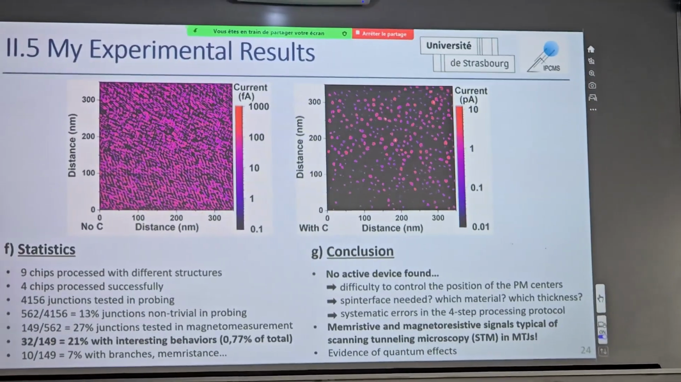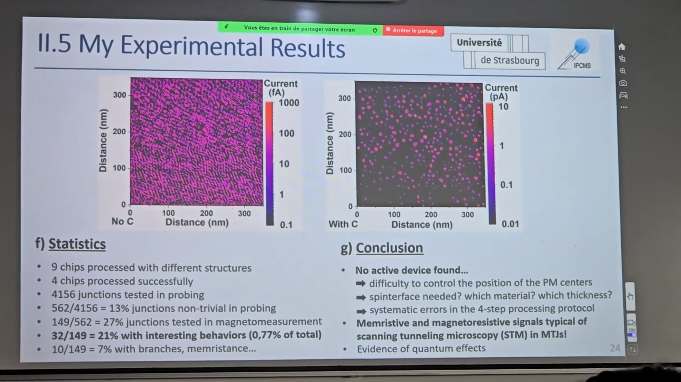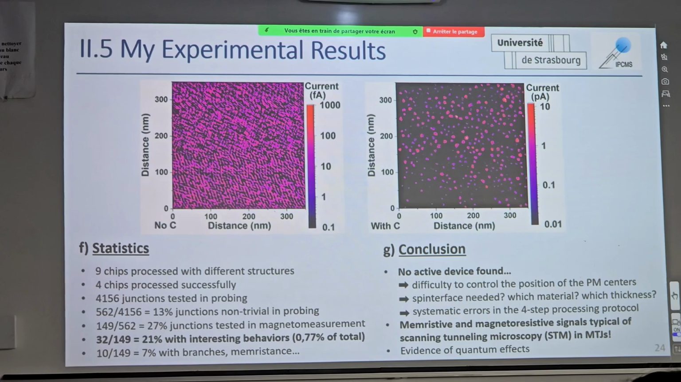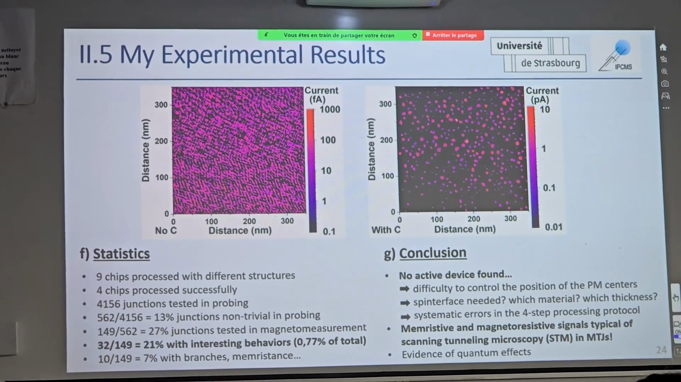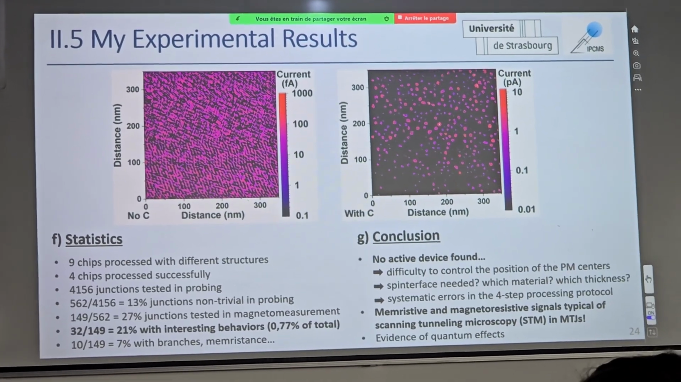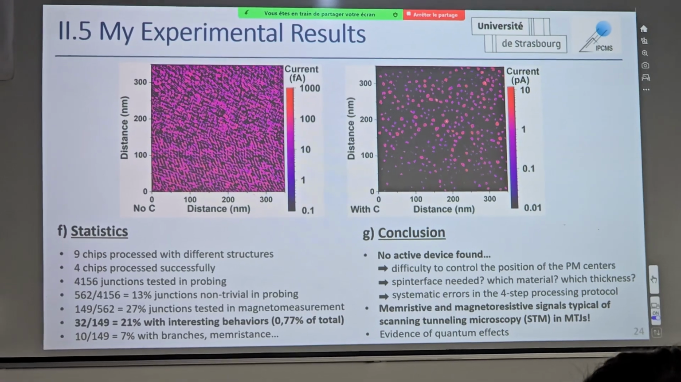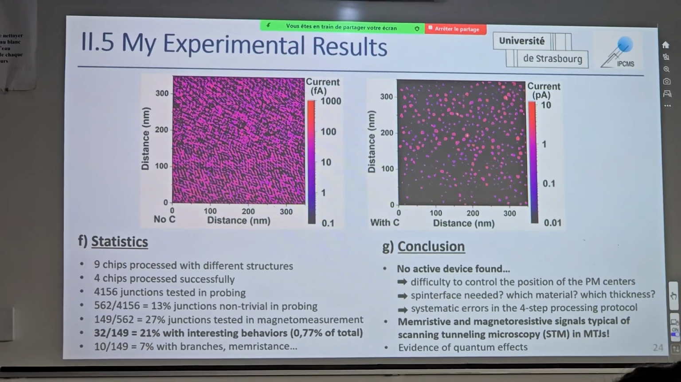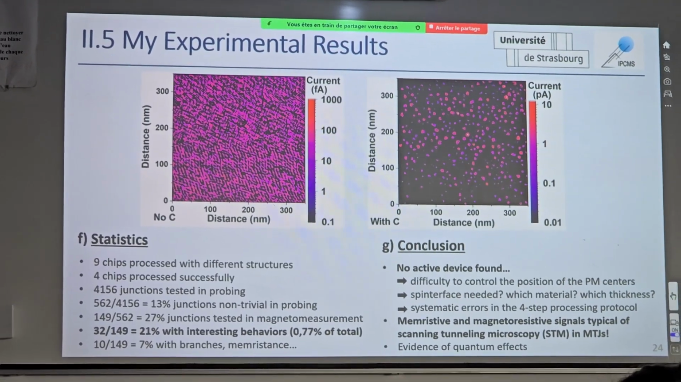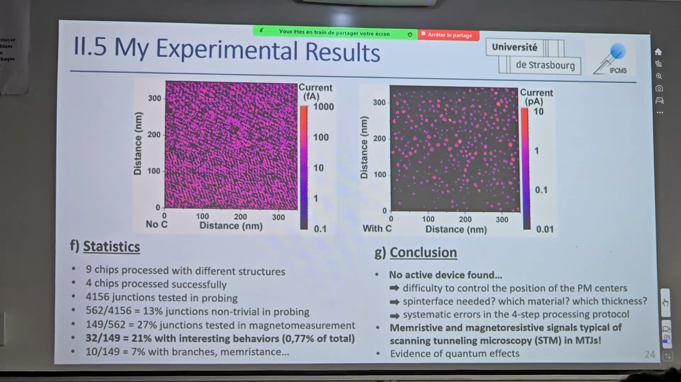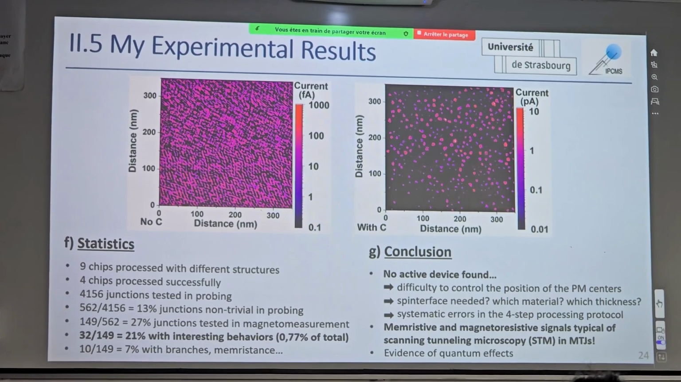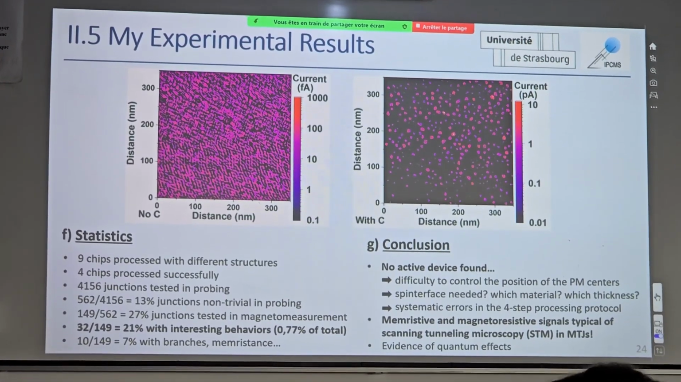So unfortunately, as you saw, I was not able to reproduce the results I was hoping for, which was mainly to find more active devices. This failure was probably linked to the difficulty of controlling the position of the paramagnetic centers, and also the need for a spacer phase, and it may also be linked to systematic errors that come from the difficult four-step processing protocol I had to follow.